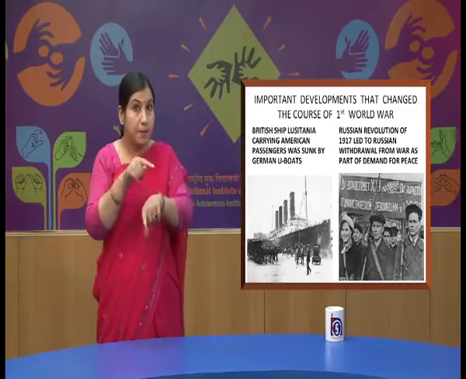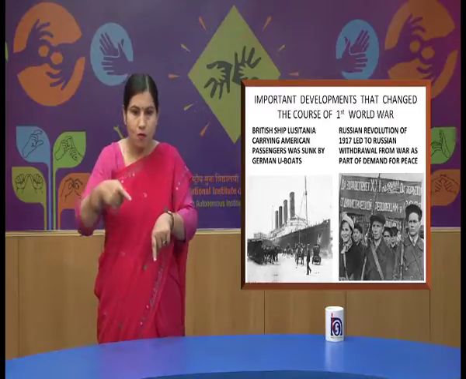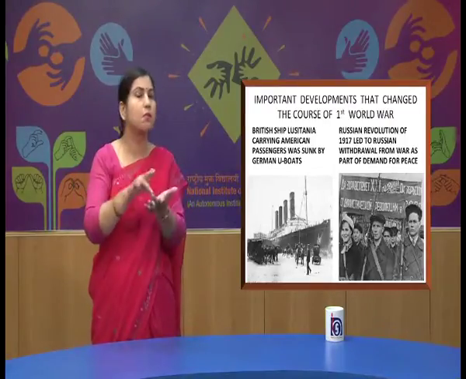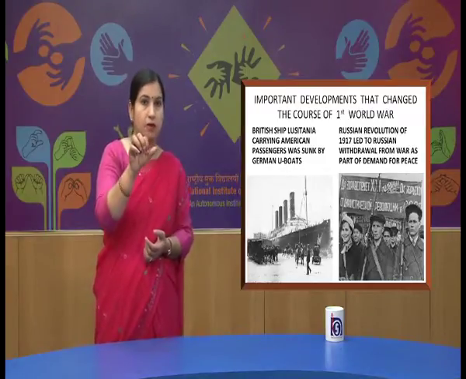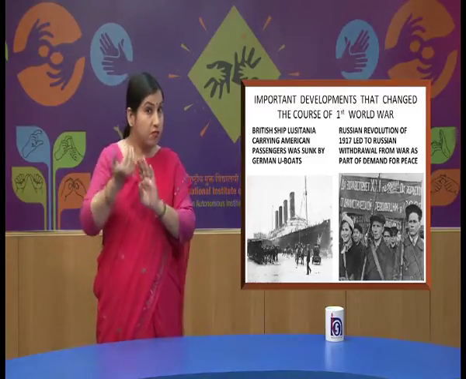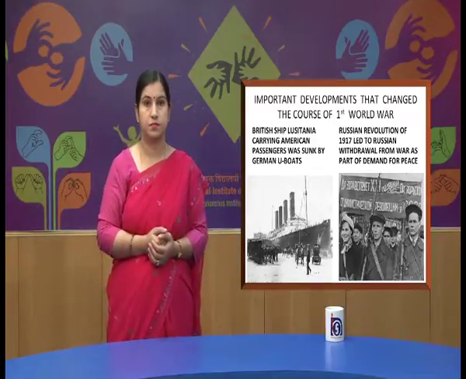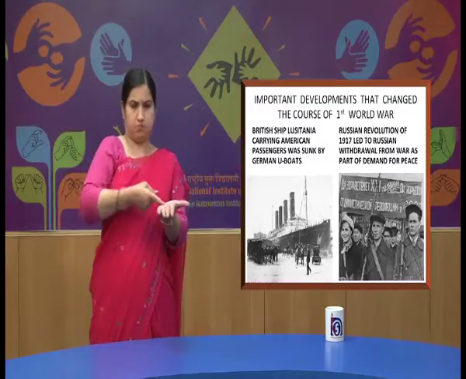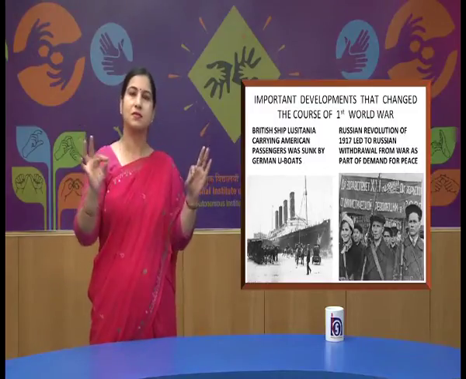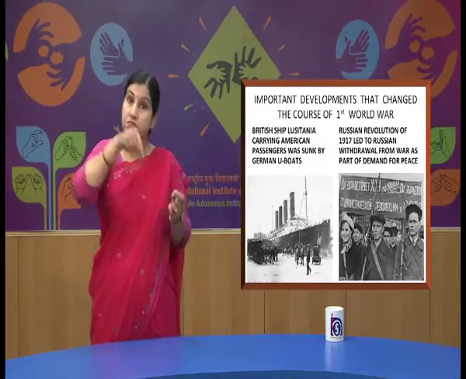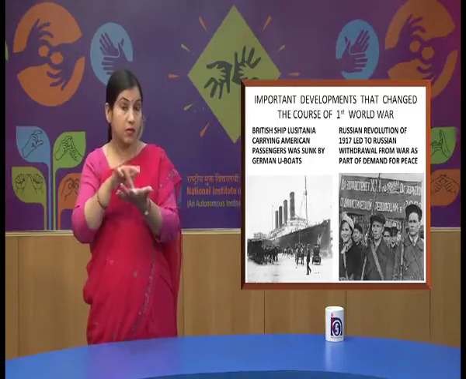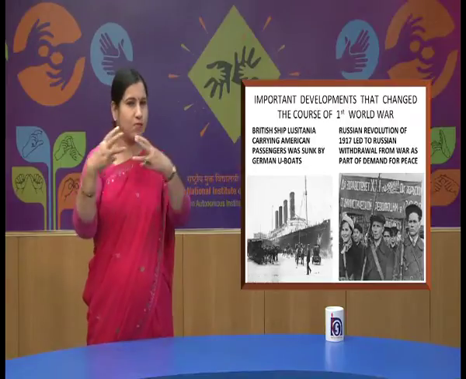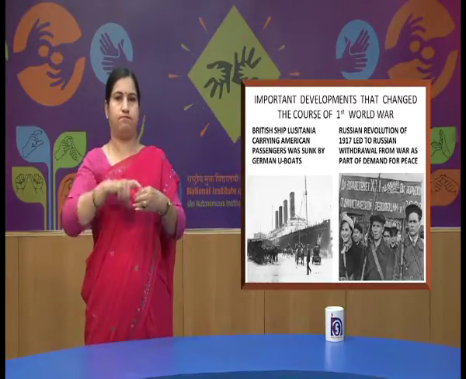On the other hand, a revolution took place in Russia in the year 1917. All the revolutionaries demanded peace. Therefore, Russia left the war and signed a peace agreement with Germany.